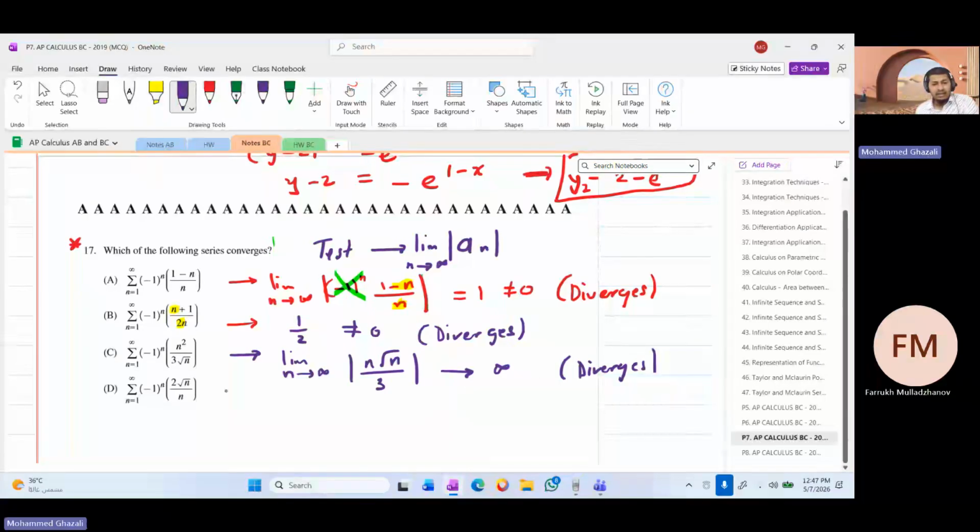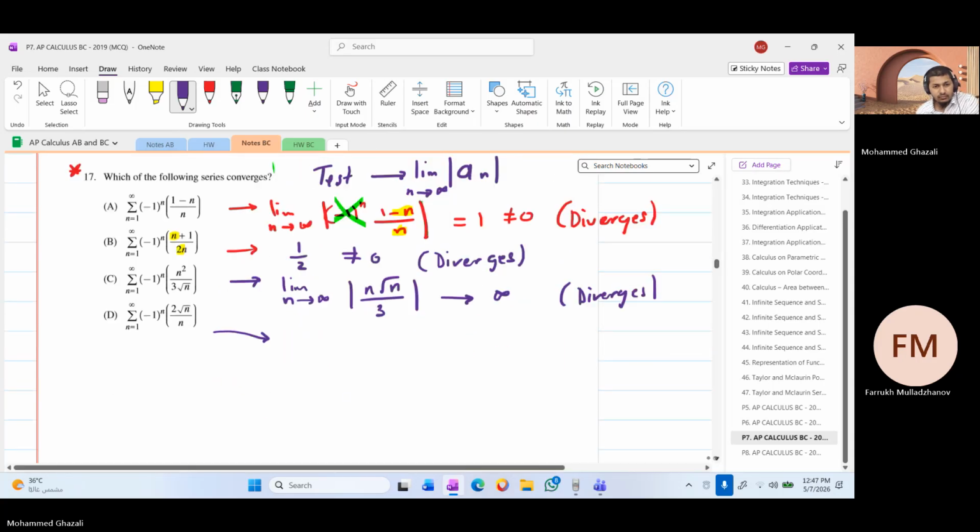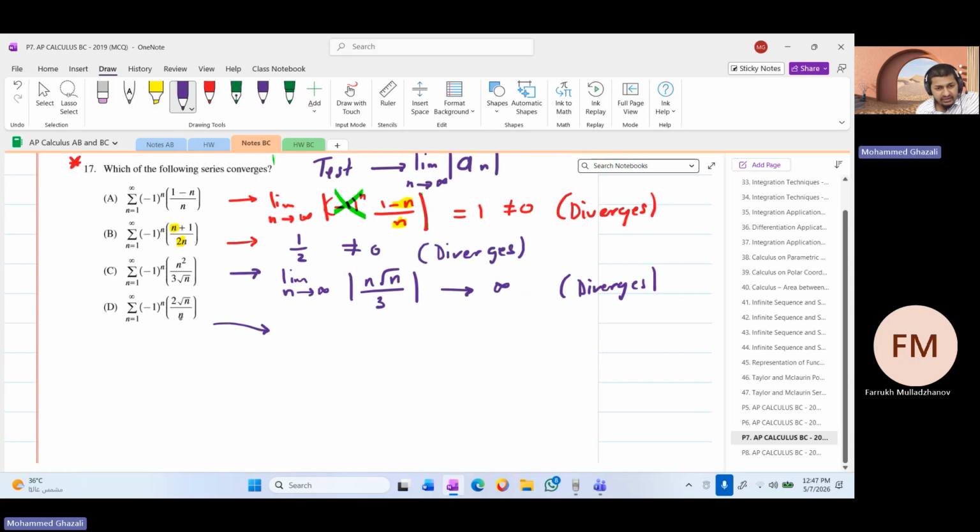Okay, and let's see the last one. We got root n over n. So the limit as n approaches infinity of 2 over root n, correct? If I push infinity here, what are we getting? 0. We're getting 0. They ask which one converges, so basically this does converge. This is correct, but we need to check other conditions.